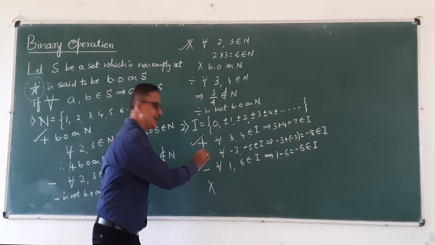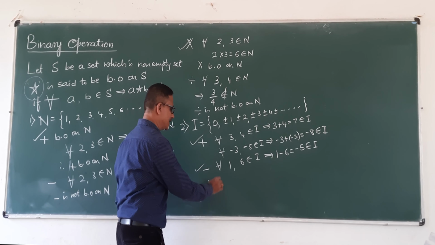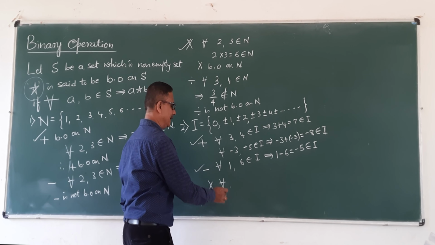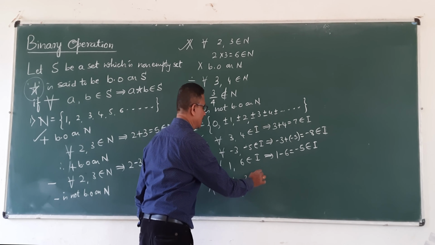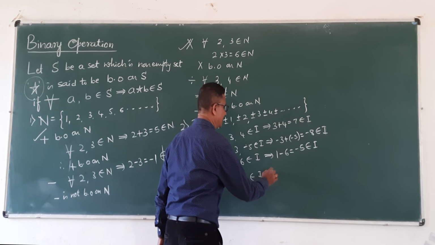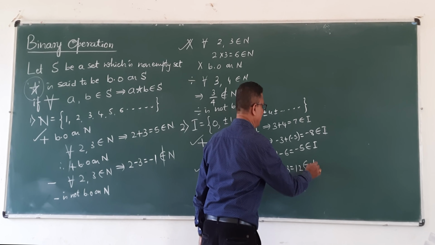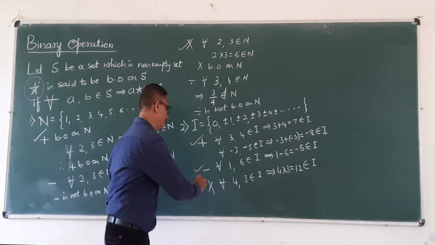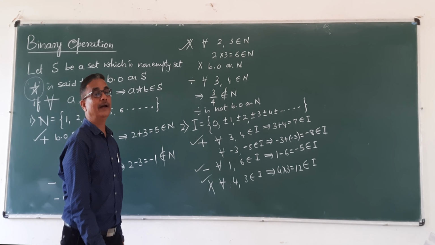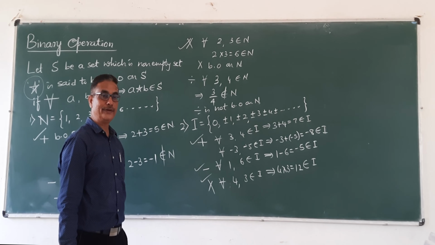What about multiplication? Check it. Is multiplication binary? Yes or no? Take any two numbers. Say 4 and 3 belongs to integer. Right? This implies multiplication. 4 into 3. 4 3s are 12. Is 12 an integer? Yes. Therefore, multiplication is binary operation on the set of integers.